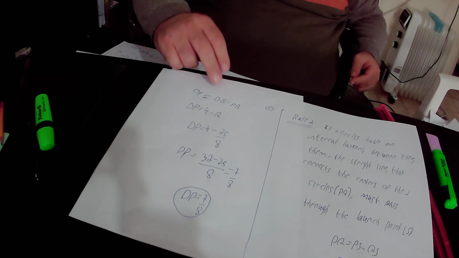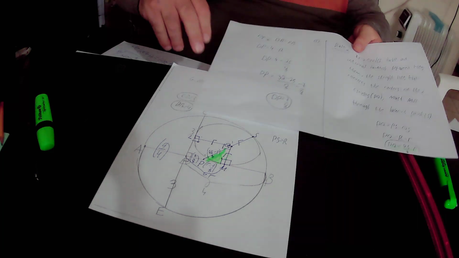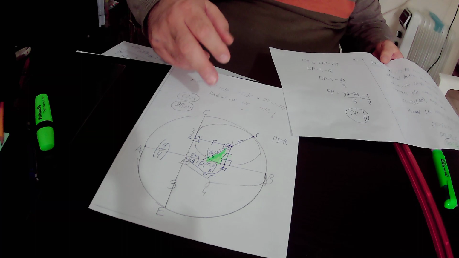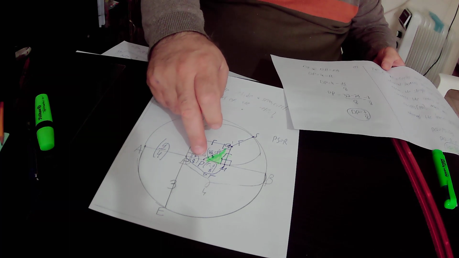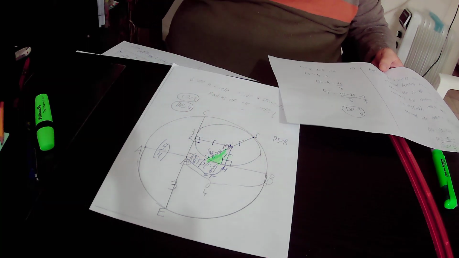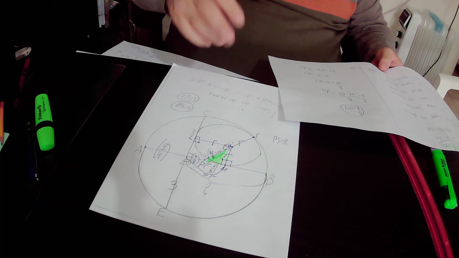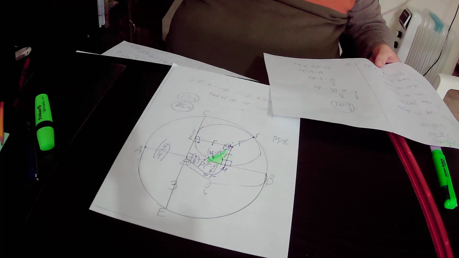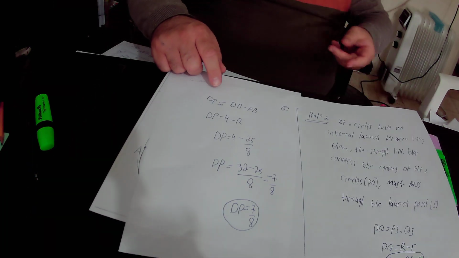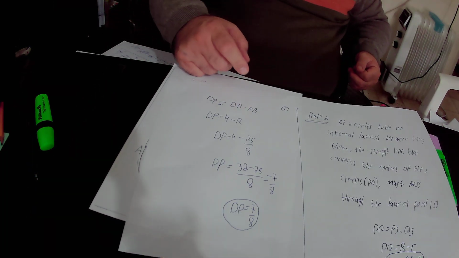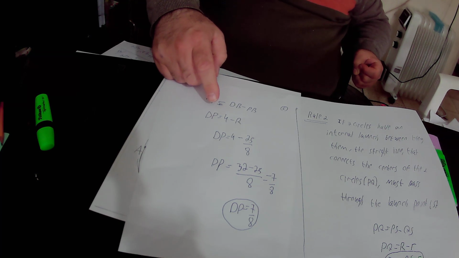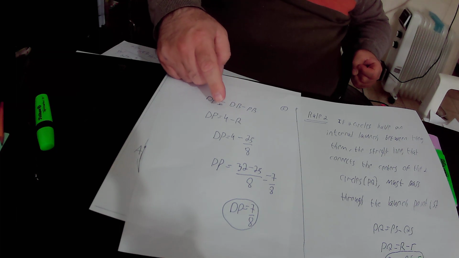It is given that DB equals 4 units. PB is the radius of the big circle. Why? Because P is the center of the big circle, and B is a point on the big circle itself. This is exactly the definition of a radius. So PB is the radius of the big circle, that is to say it is equal to capital R. So in conclusion, DP equals 4 minus capital R.